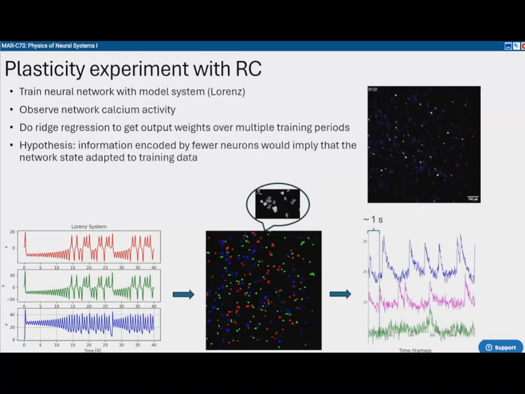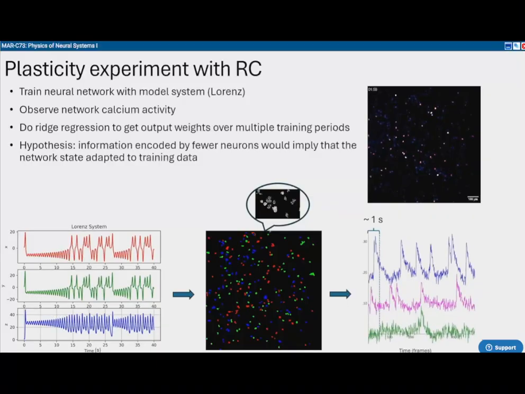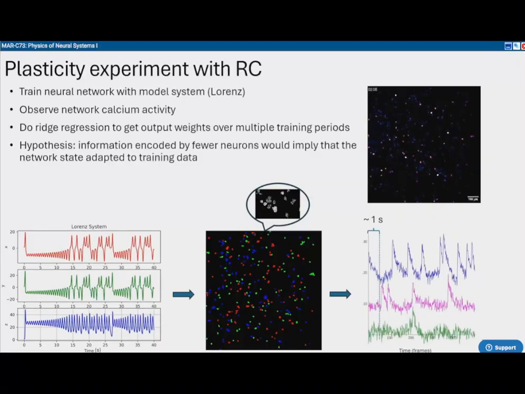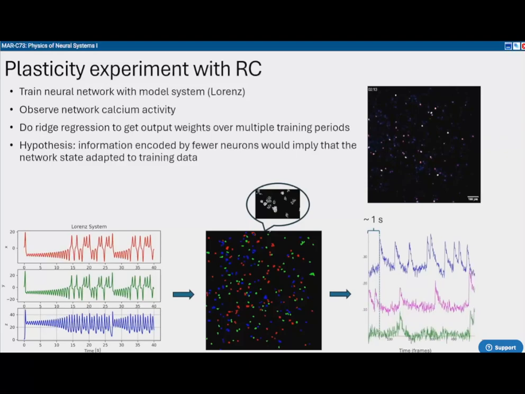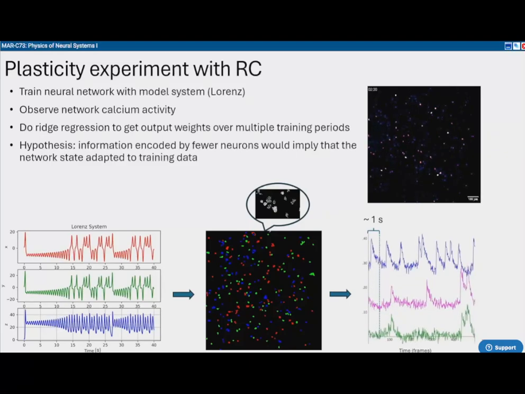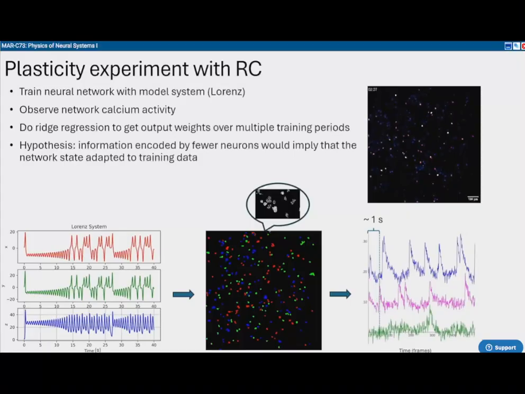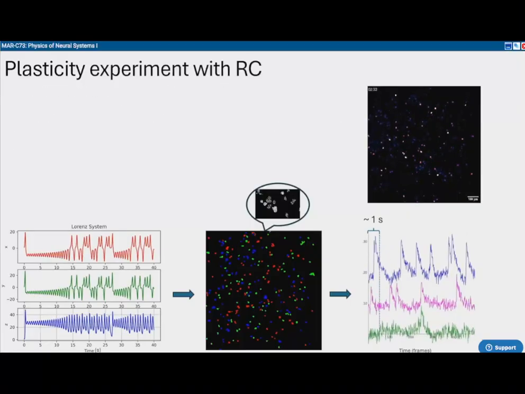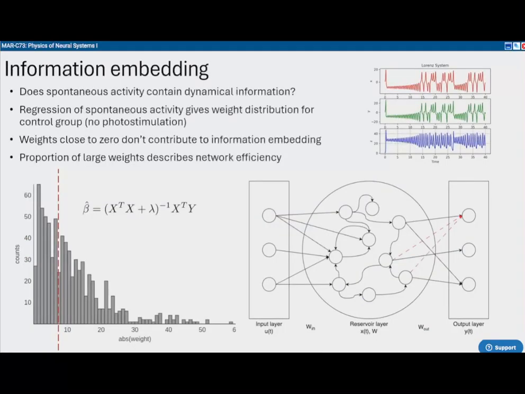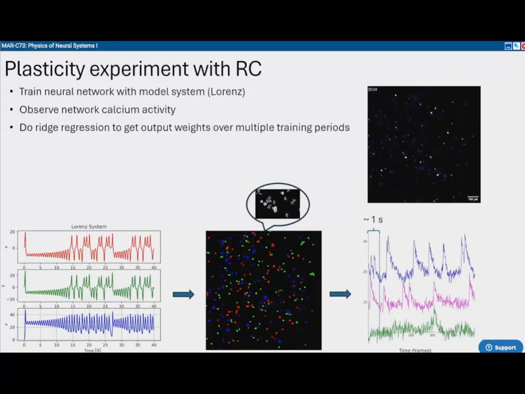So that's our hypothesis, that information encoded by fewer neurons would imply that the network state adapted to the training data. As we're actually inputting this into the system, does this distribution change over time to be a more efficient representation of the training data that we put in? Maybe only a couple of nodes would be very heavily involved, whereas during the control, you'd have a lot of nodes being necessarily involved. So that is what we're working on now.